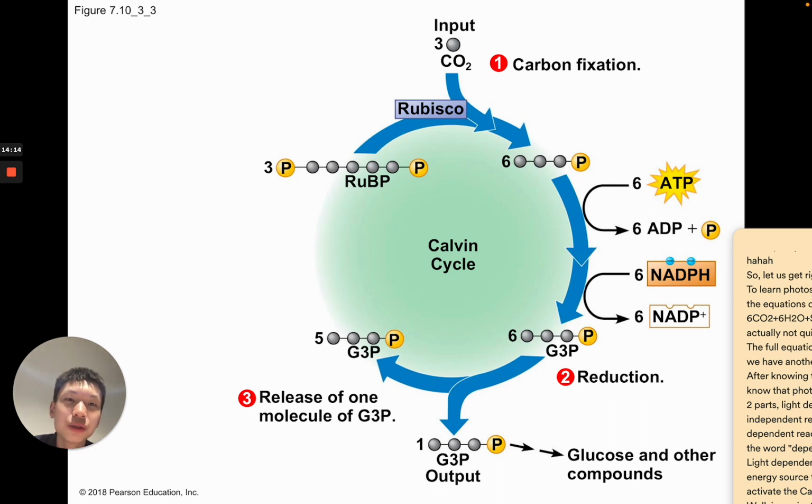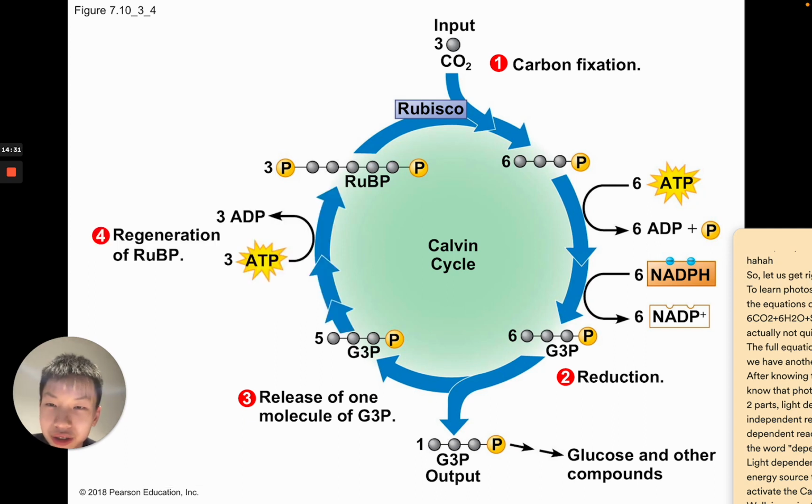And for 1 glucose to be made, the Calvin cycle must be repeated twice. Remember that, very important. It will be on the test. The Calvin cycle repeats twice to make 1 glucose. And now we have 5 G3P, the cycle continues. And we're going to reform RuBP to restart the cycle.